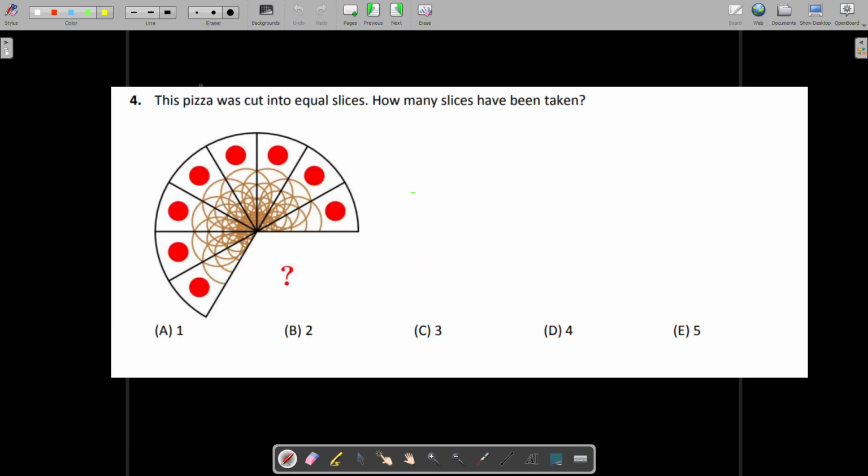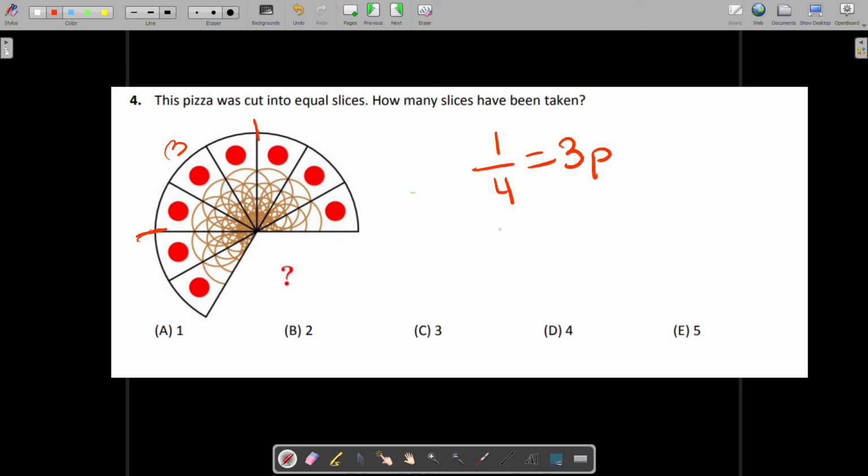Now let's move on to question number 4. It says, this pizza was cut into equal slices. How many slices have been taken? Well, if we look closely, we can see that 1/4 of the entire pizza is 3 pieces. So 1/4 of the pizza is equal to 3 pieces.